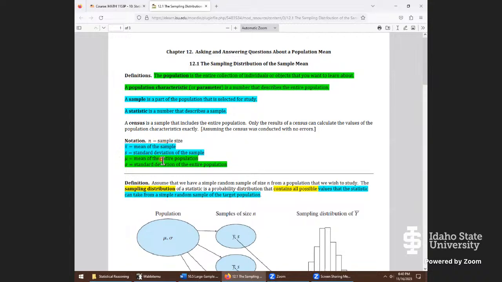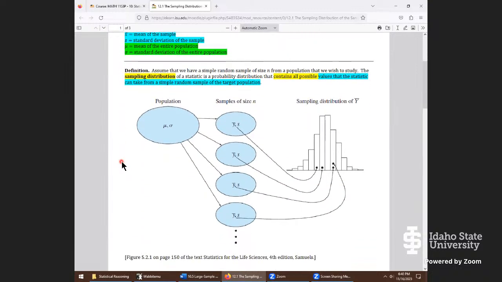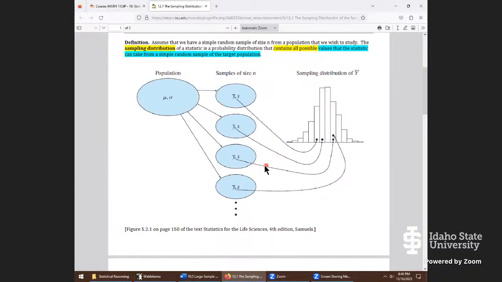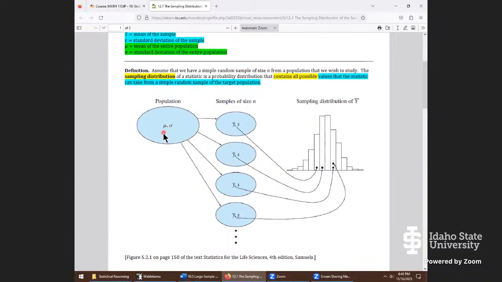Oh, this is a screenshot. I can't draw on this thing. Over here, X bar estimates mu, S estimates sigma. And here's what the sampling distribution looks like and the process that it comes in from. We'll have a population that is numeric. So there's going to be a population mean mu, population standard deviation sigma.